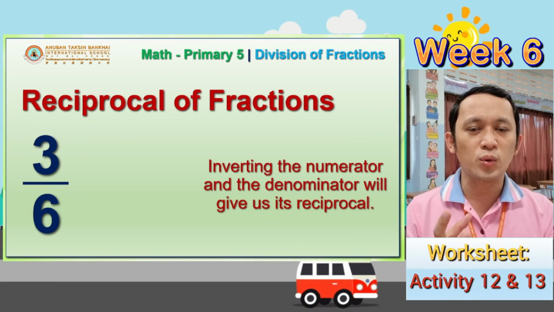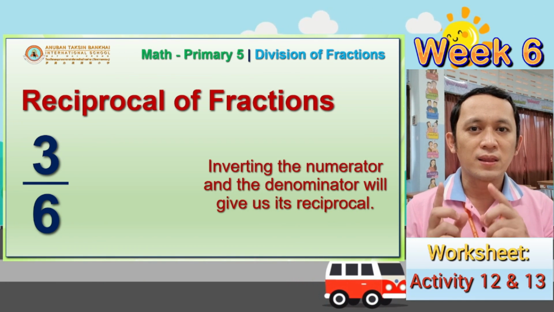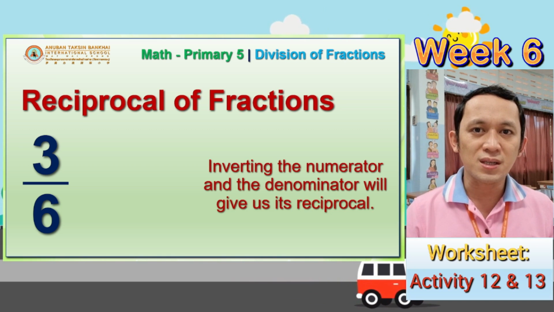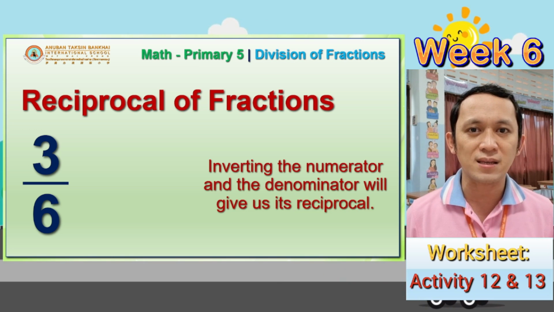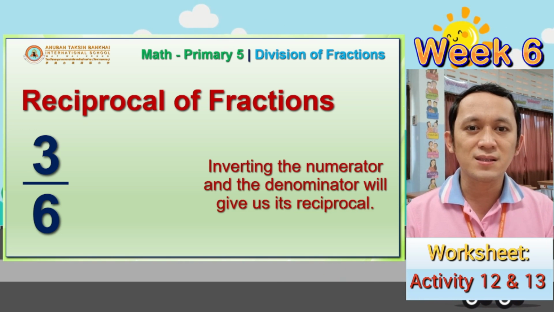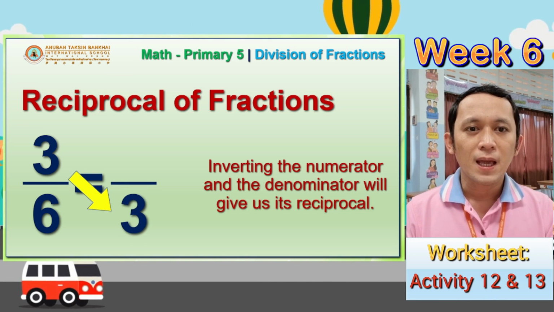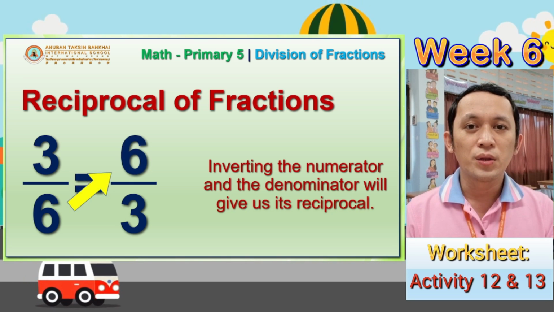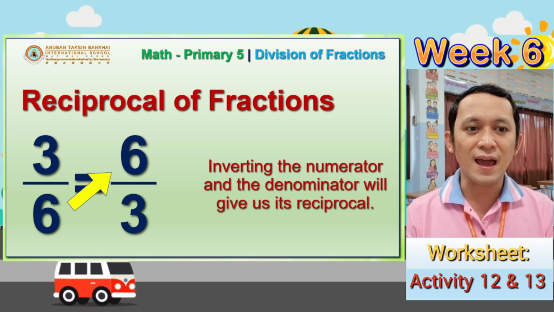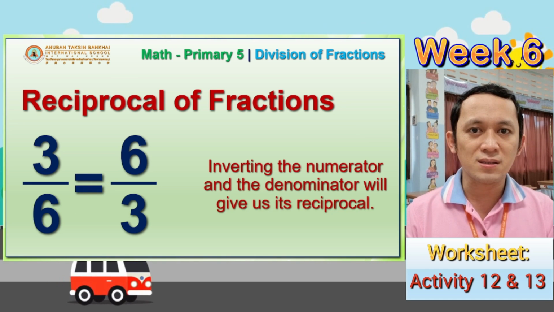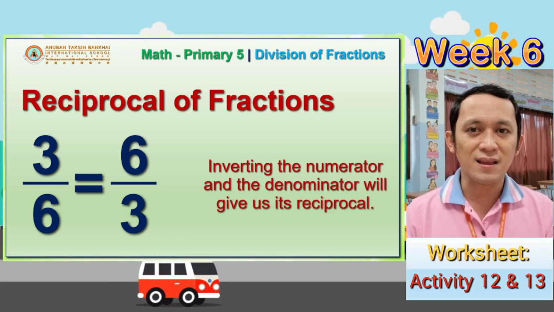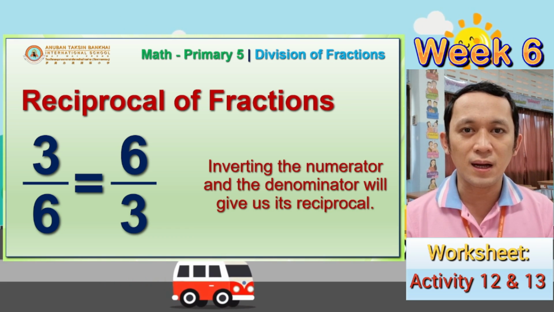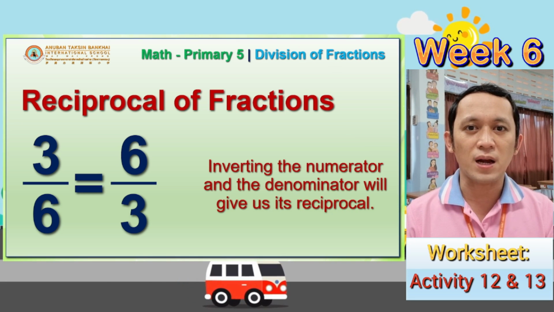Again, when we say invert, we try to change its position. The numerator, we're going to use as a denominator, and the denominator, we're going to use as our numerator. So in this example, 3 will be our denominator, and 6 will be our numerator. So we can say that 3/6 is equal to 6/3. That is how we get a reciprocal of this fraction.